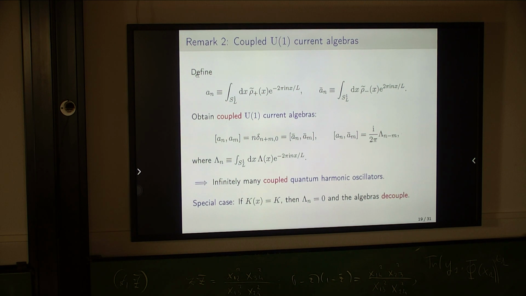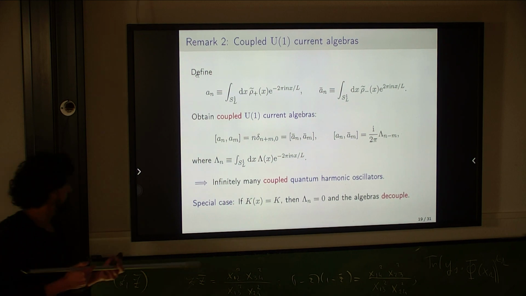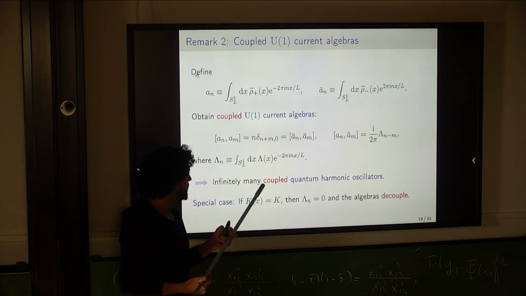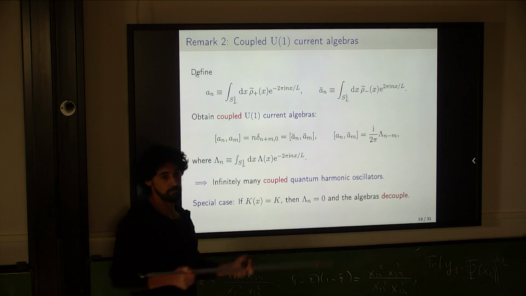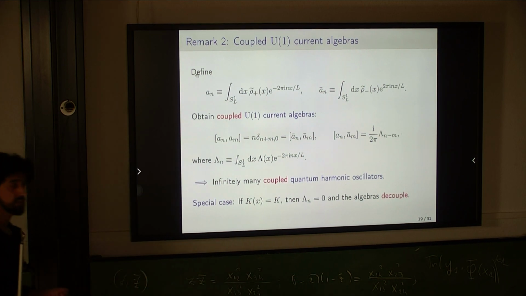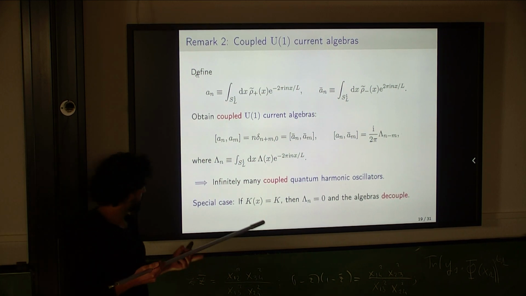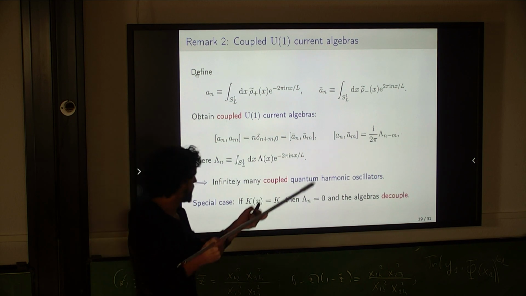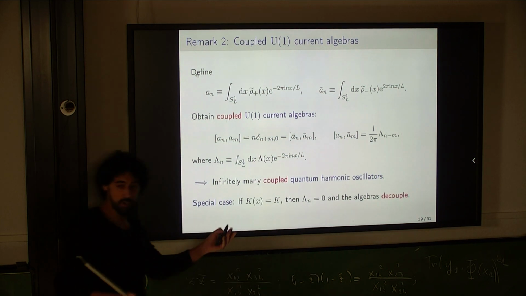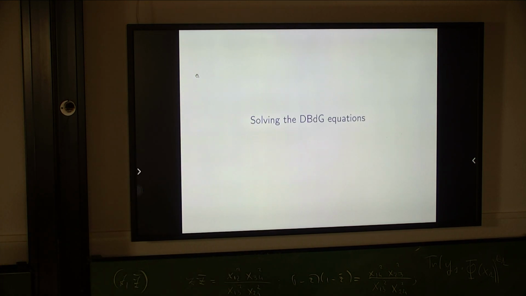If someone has seen it, please enlighten me. However, in a sense, now you introduce some kind of coupling between the modes, so you have no longer uncoupled harmonic oscillators, but they are coupled, in a way that we can still obtain some exact results. And again, if k is constant, lambda n is zero, and so the algebra is decoupled, so you recover the usual case.